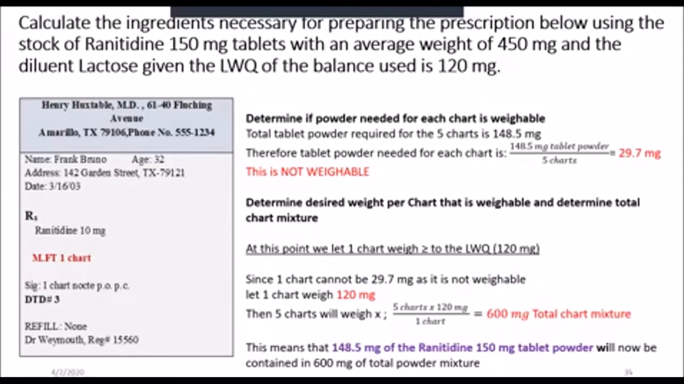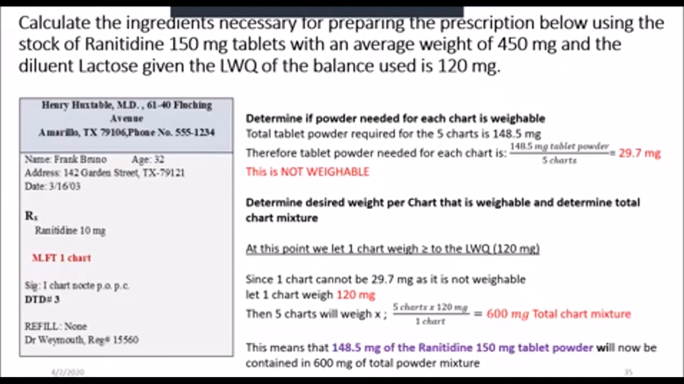Then we're going to have to determine if the powder is weighable. Granted, the tablet powder of 148.5 milligrams is weighable, but this is for a total of 5 charts. So remember, we are only weighing one chart or packaging one chart at a time. So therefore, we're going to have to divide 148.5 by 5 to get the amount of powder mass that is required per chart. And this is 29.7 milligrams, which is not weighable. So therefore, we are going to have to make it weighable.